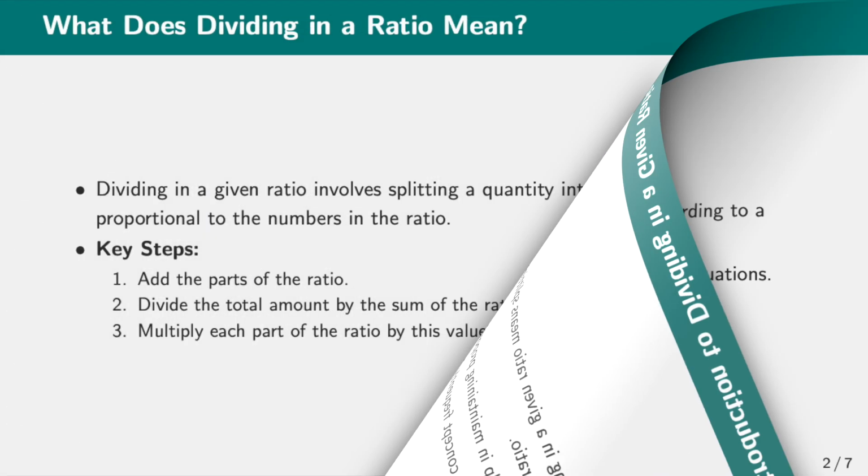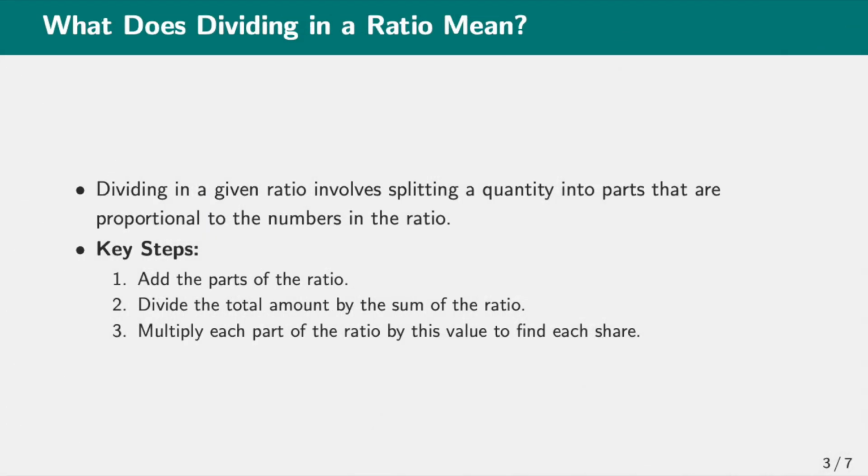Now let's look at what dividing in a ratio really means. It's all about splitting a quantity into parts that match the numbers in the ratio. The steps are pretty straightforward. First, we add up the parts of the ratio. Next, we divide the total amount by that sum. Finally, we multiply each part of the ratio by this value to find each share.